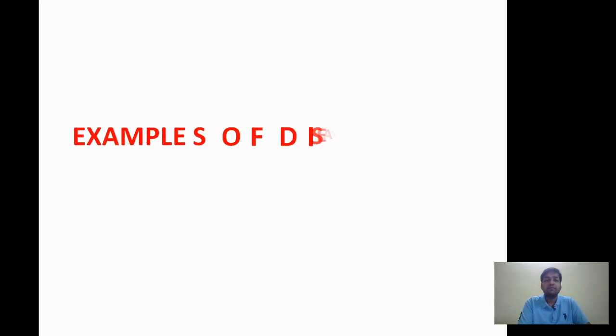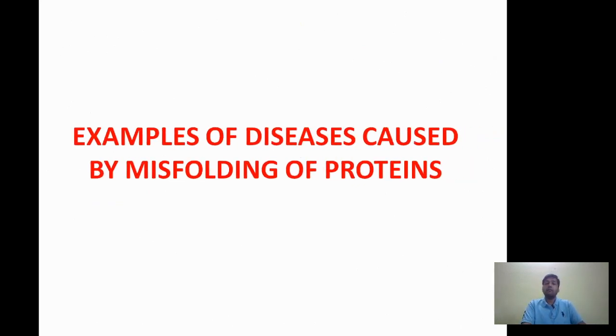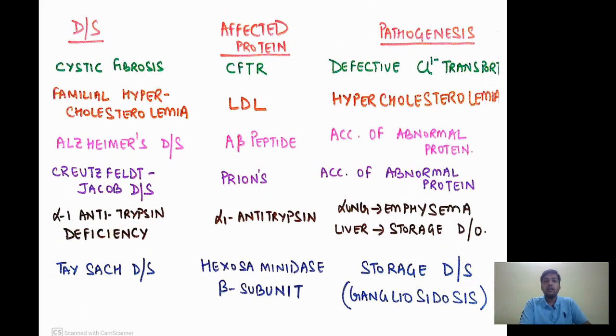Let us move ahead. Now, what are the examples of the diseases which are caused by misfolding of the proteins? So if you see here, we are going to discuss the various diseases, the affected protein, and the basic pathogenesis behind that. So first of all, the disease is cystic fibrosis. Herein the affected protein is CFTR protein, and the basic pathogenesis over here is a defective chloride transport.